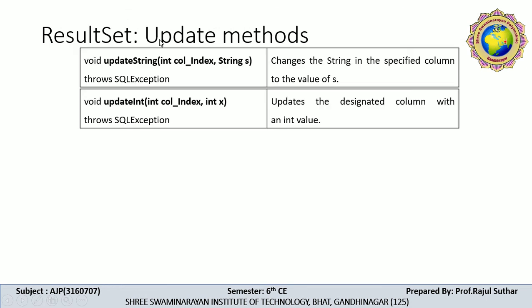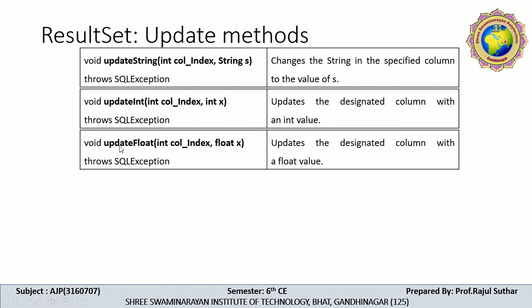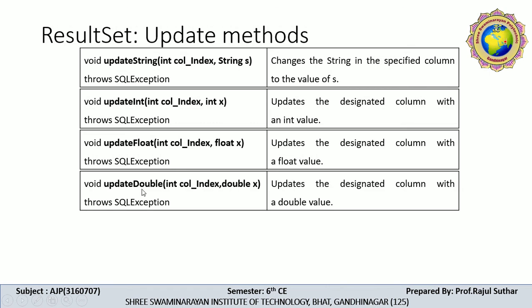Update methods. Void updateString(int columnIndex, String s) changes the string in the specified column to the value s. Void updateInt(int columnIndex, int x) updates the designated column with an integer value. Void updateFloat(int columnIndex, float x) throws SQLException updates the designated column with a float value, and if you are using double, it updates the value using a double value.